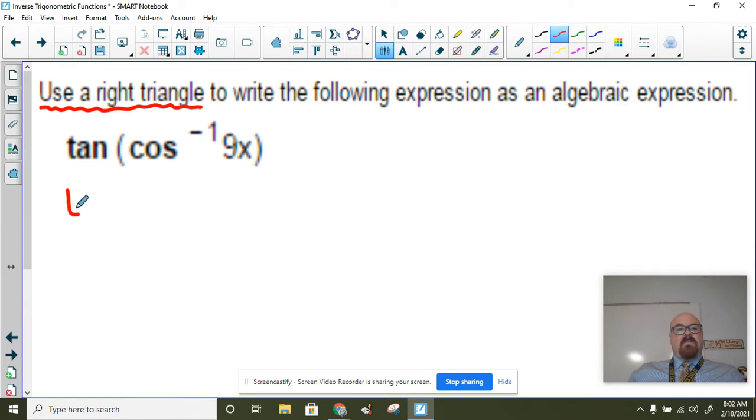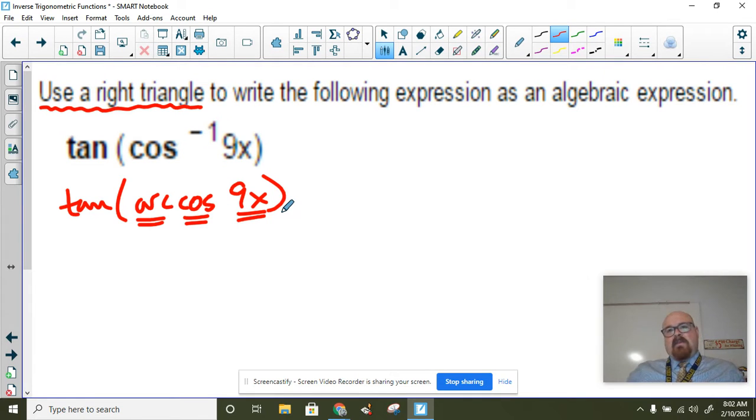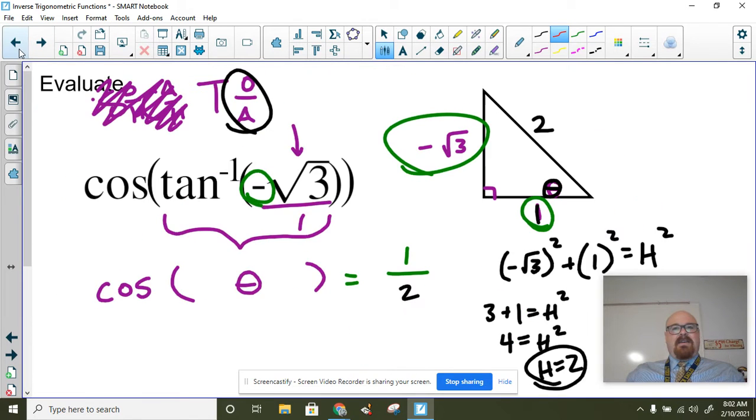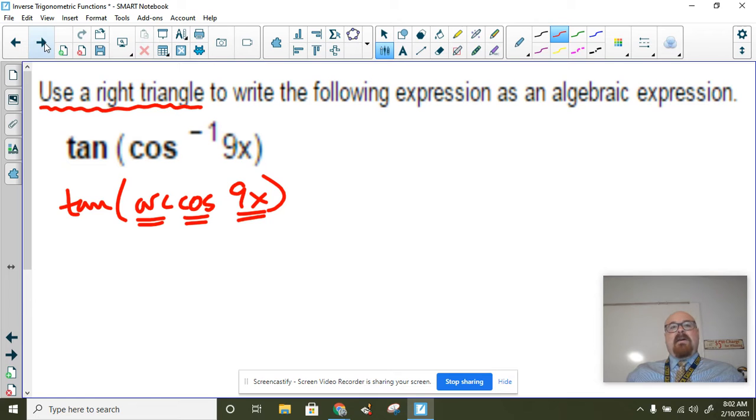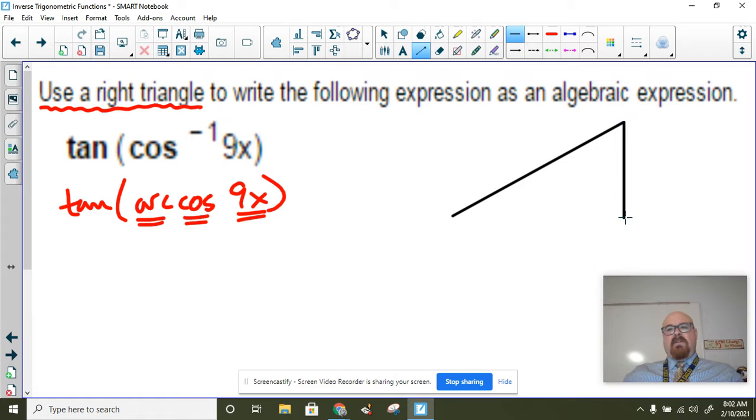And I hope it's obvious, because if I rewrite this as arc cosine, okay, what pi value has an x coordinate of 9x? That's not something we see on the unit circle, right? Like we said before, the list of x coordinates is 0, 1/2, radical 2/2, radical 3/2, and 1. That's it. So when we're outside of that list, we're going to have to use the right triangle. So I'm going to draw myself a right triangle here as quickly as possible. There we go.